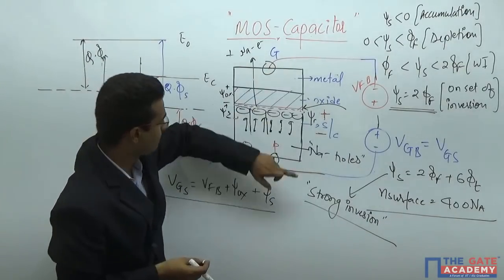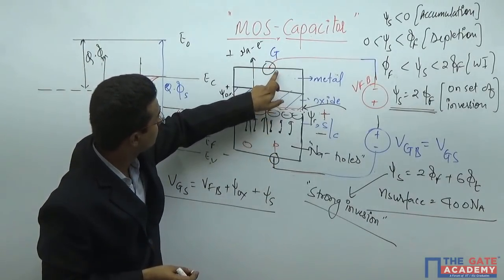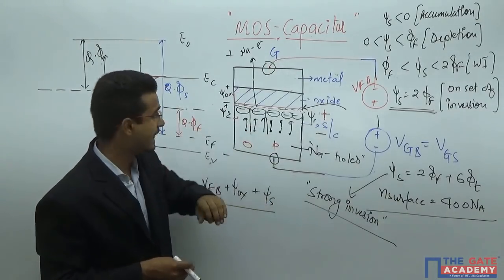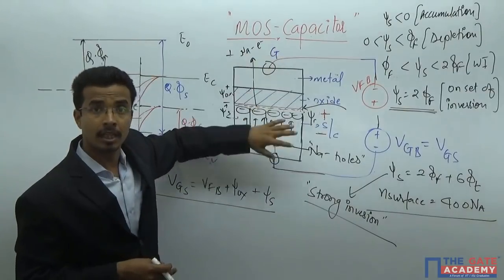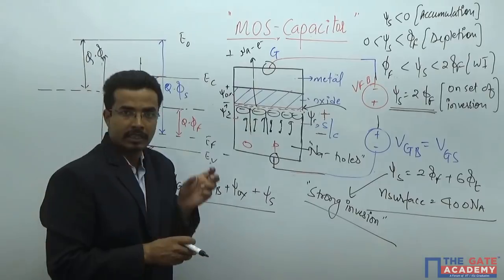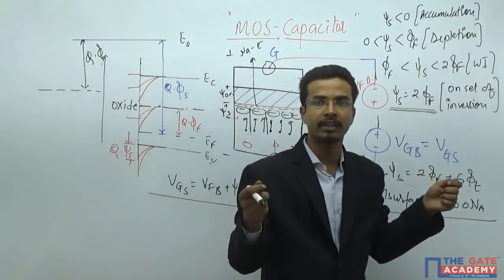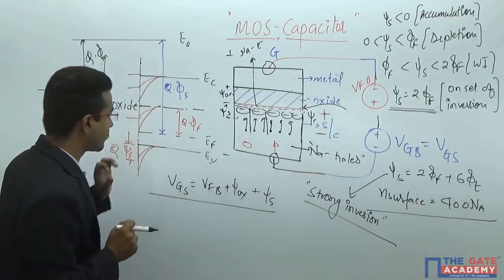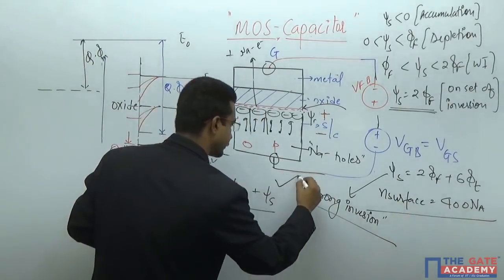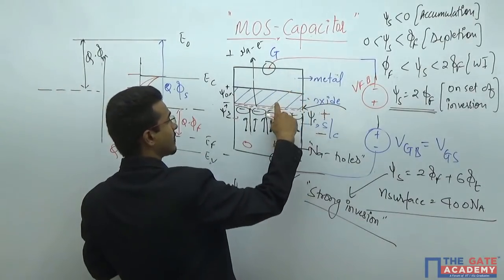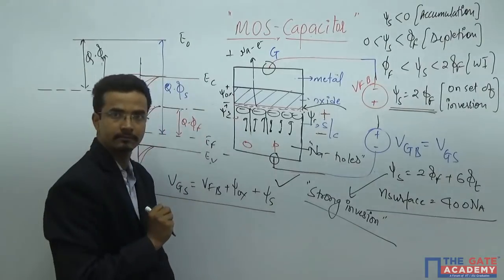If the metals are the same, and the metal and the semiconductor contacts are the same, there will not be any contact potential across this. Same as in a diode: there will be 0.7 V inside, but when you connect from the outside, you will not get anything. The same type of assumption we have taken here, then we will get VGS equals psi OX plus psi S plus VFB.